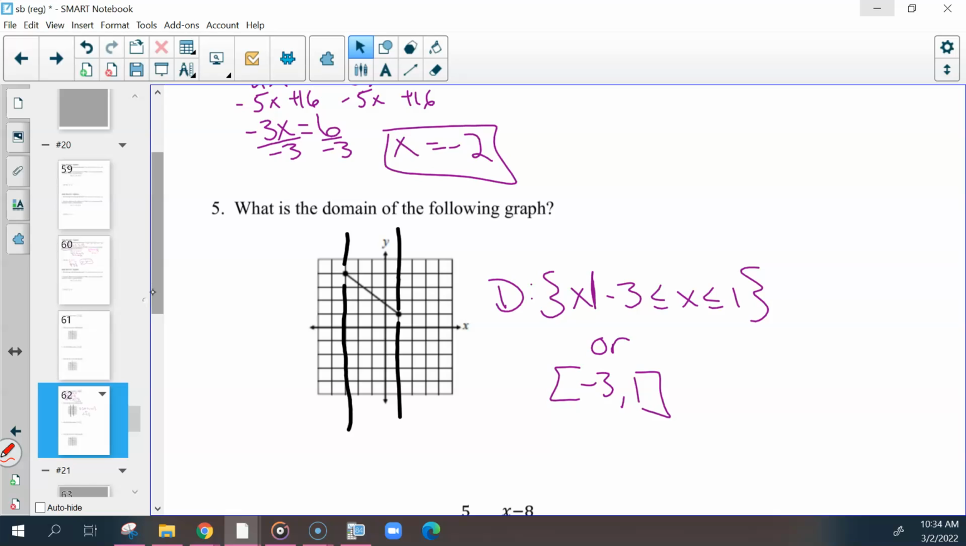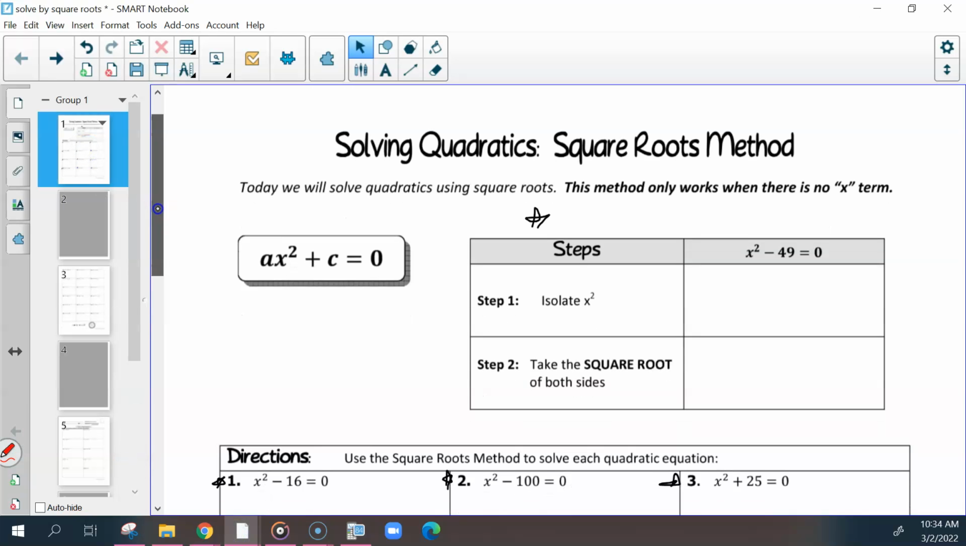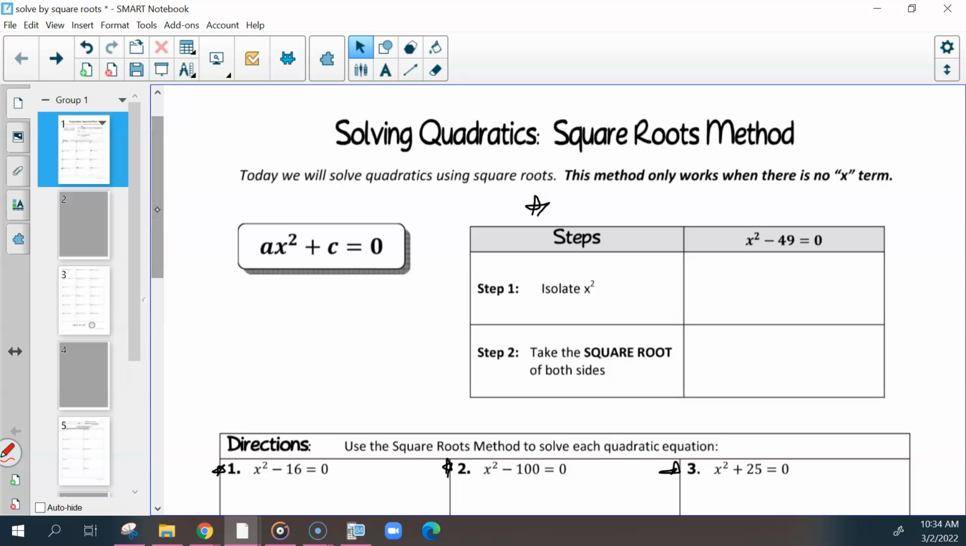Right. We're going to briefly start the notes and then finish them after lunch. But everyone should have notes that look like this. Take those out, put them in front of you.